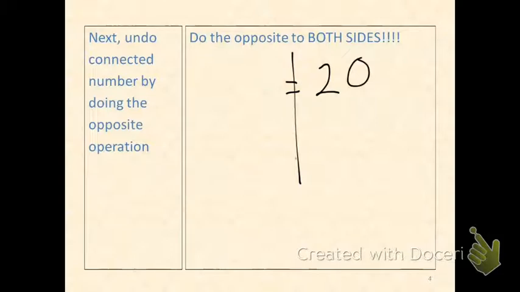Anybody? That's right. The opposite is division. So I'm going to divide this by 4. But you have to do both sides. Equations are kind of like little children or little brothers or sisters.